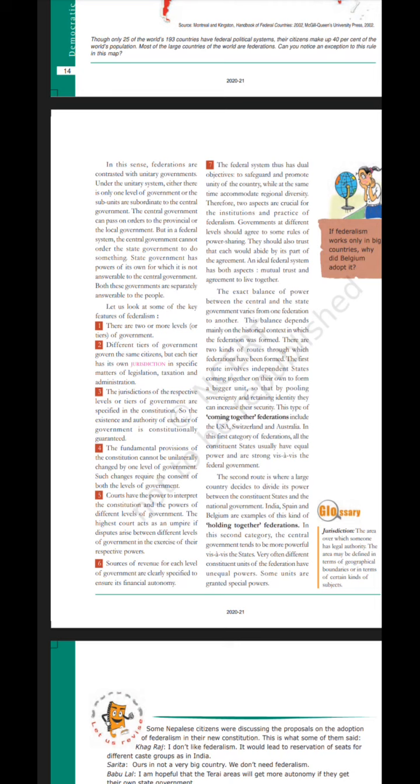Jurisdiction: the area over which someone has legal authority. The area may be defined in terms of geographical boundaries or in terms of certain kinds of subjects.